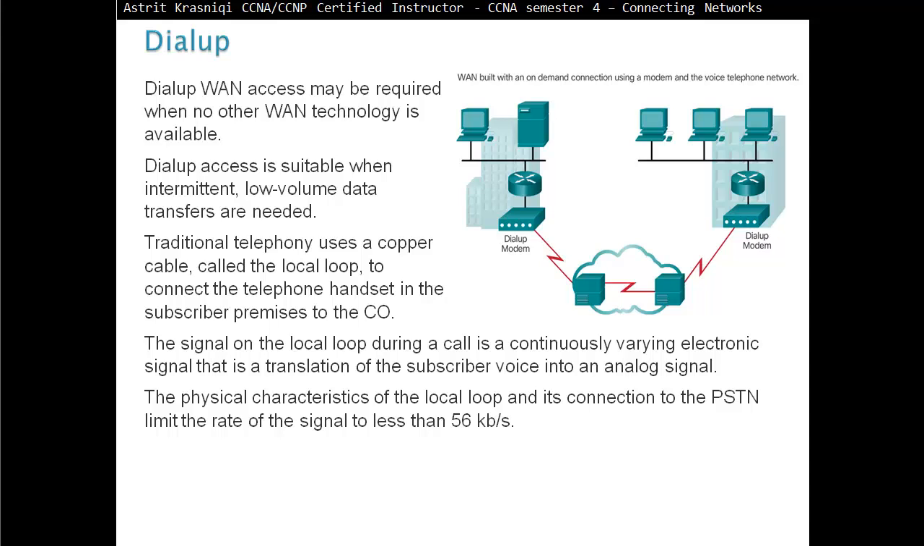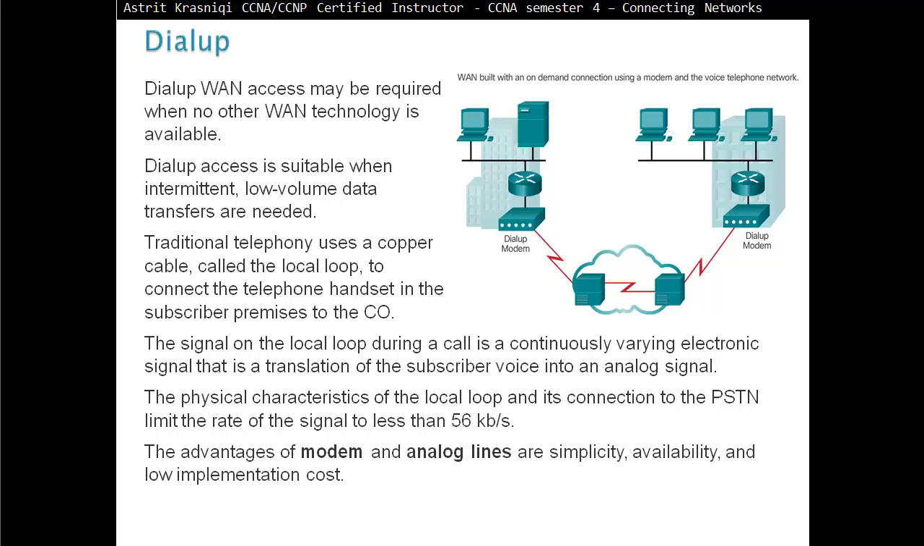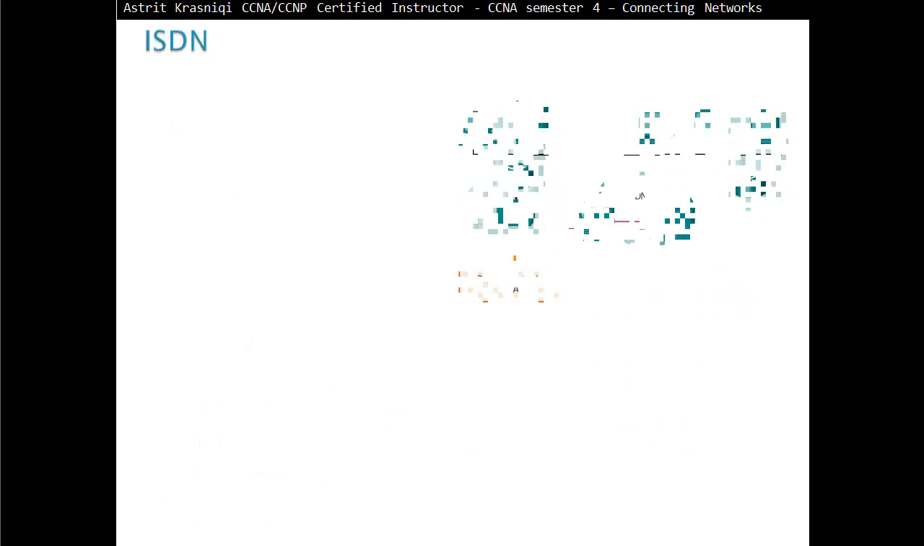The physical characteristics of the local loop and its connection to the PSTN limit the rate of the signal to less than 56 kilobits per second. The advantages of modem and analog lines are simplicity, availability, and low implementation costs. The disadvantages are the low data rates and relatively long connection time.